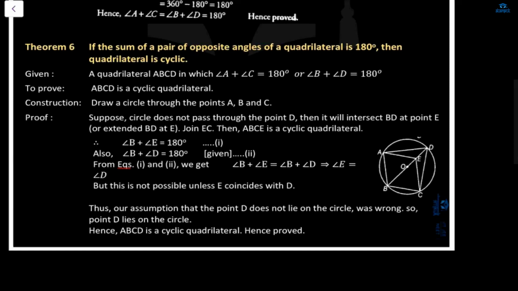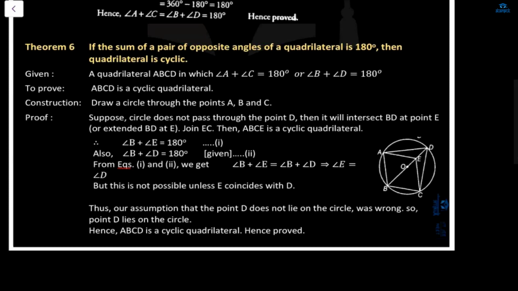Okay, so now it is just the reverse of the theorem that we have seen, that if the sum of the pair of opposite angles of a quadrilateral is 180 degree, then quadrilateral is cyclic. तब quadrilateral जो है वो cyclic होगा. So now how can we prove that? See, angle B plus angle E. Okay, we have to prove that the quadrilateral is cyclic now. If we have to prove that the quadrilateral is cyclic, that means all the points lie on the circle.